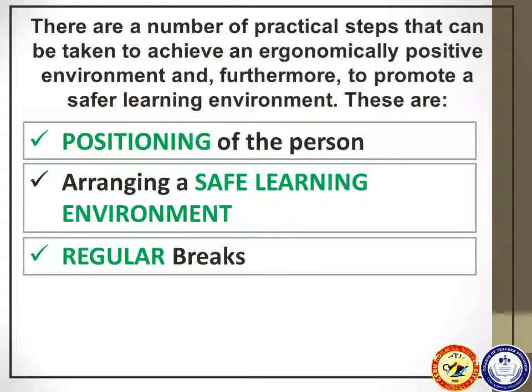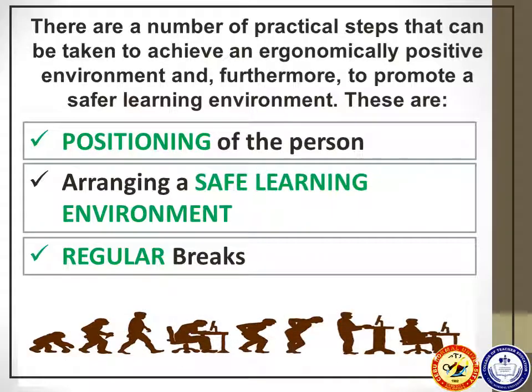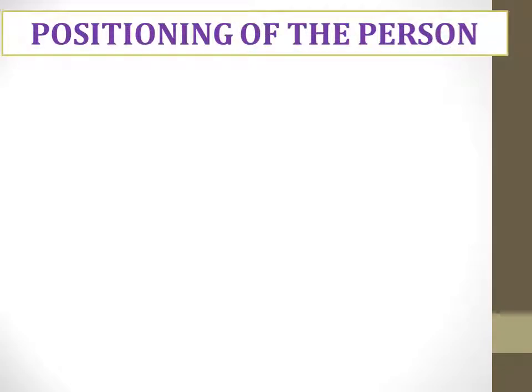Regular breaks to avoid strains, and of course, for a more productive and efficient work. One of the practical steps that can be taken to achieve an ergonomically positive environment would be the positioning of the person. This pertains to the person using the computer.